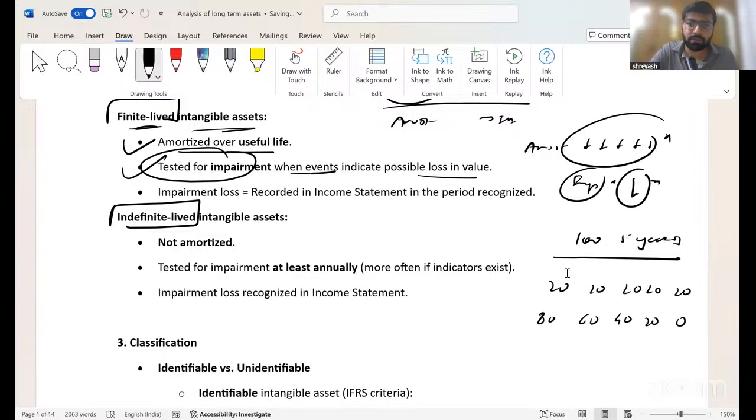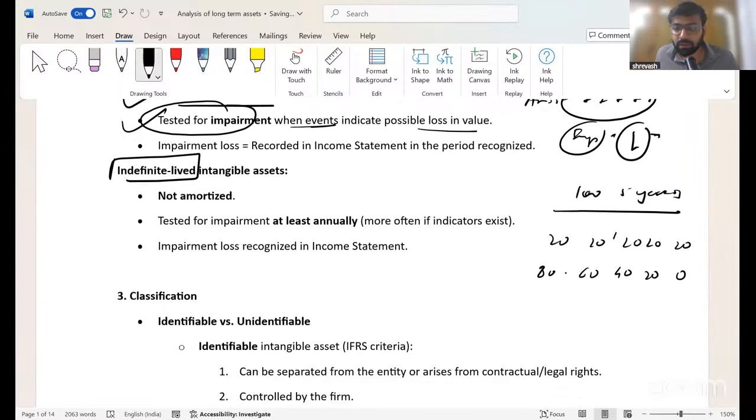But what if, sir, at the end of third year, there was an indication of possible loss in value? Okay, that declined the value of my patent from 40 to 30. Ideally, it should have been 40, but because of loss in value, I had to impair it down to 30. That means that year I will charge 20 rupees of amortization and 10 rupees of impairment loss in my books of accounts in the year three.